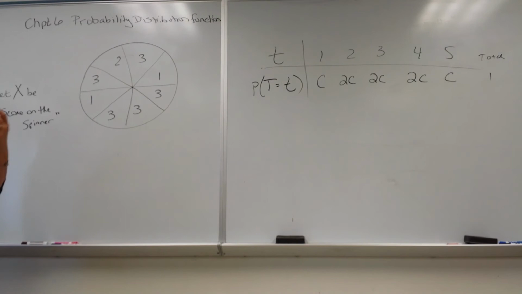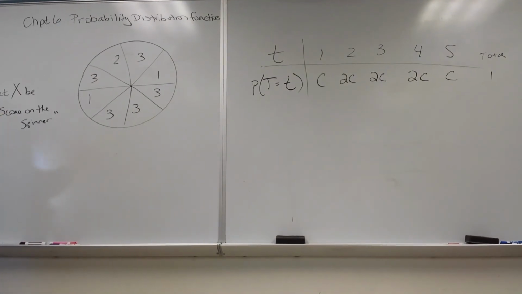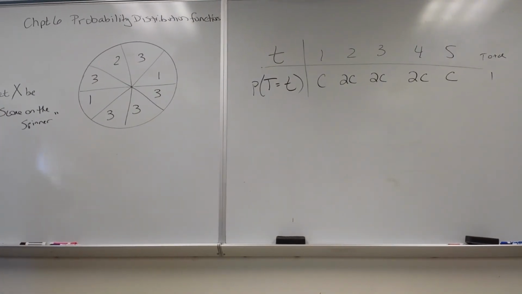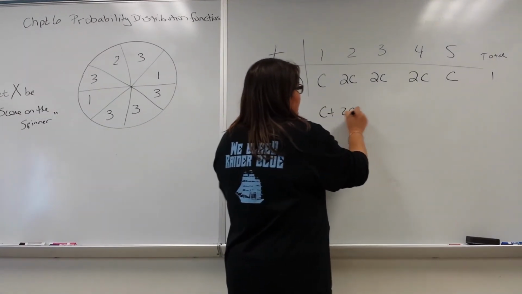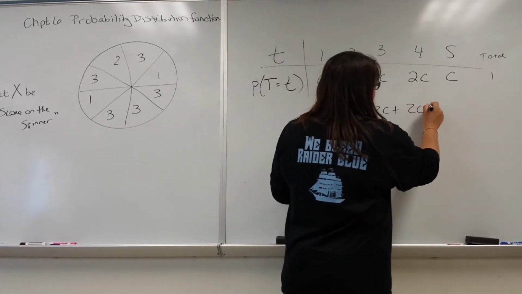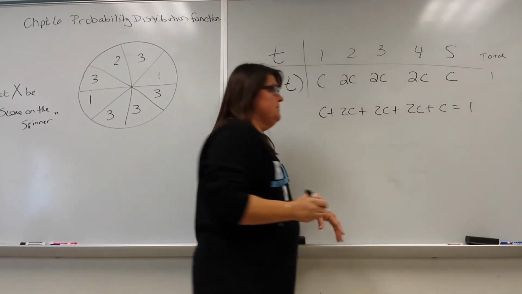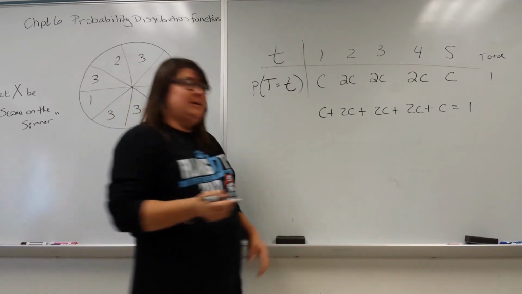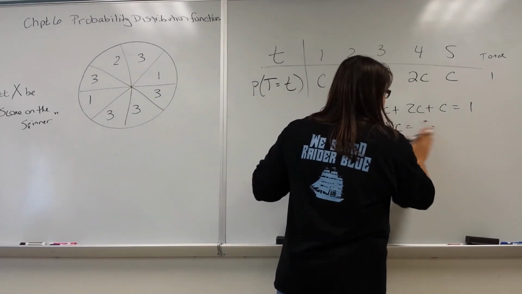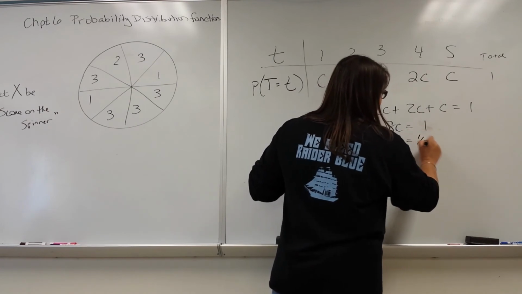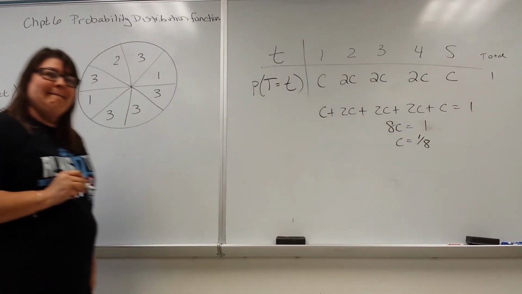Now I know C plus 2C plus 2C plus 2C plus C all should add up to be 1, regardless of what the C is. Does that make sense? So C plus 2C plus 2C plus 2C plus C is 1. So 8C equals 1. C is 1/8. Does that make sense?